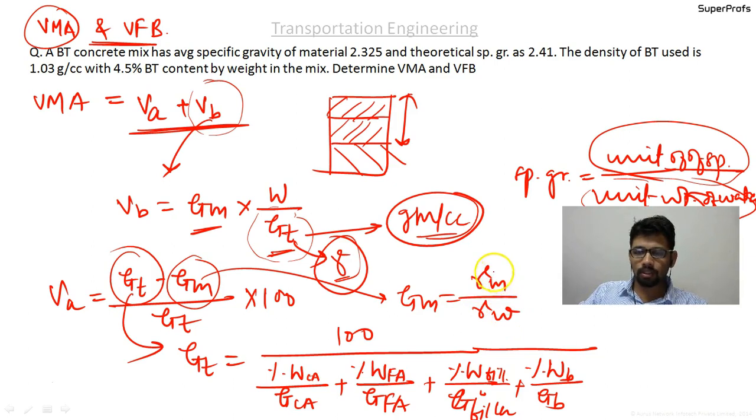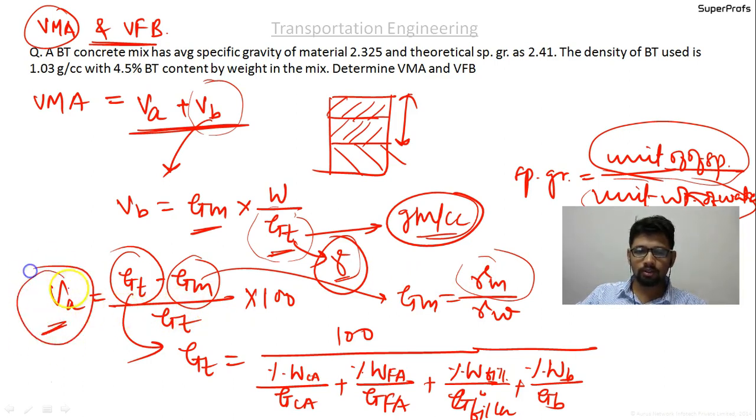Okay, gamma water, and you need to calculate this gamma M, that is the measured unit weight of the sample. So from here, using these two, you get the VA value. You substitute the VA value over here, and you get the total VMA, that is VA plus VB. So in this way you get VMA.